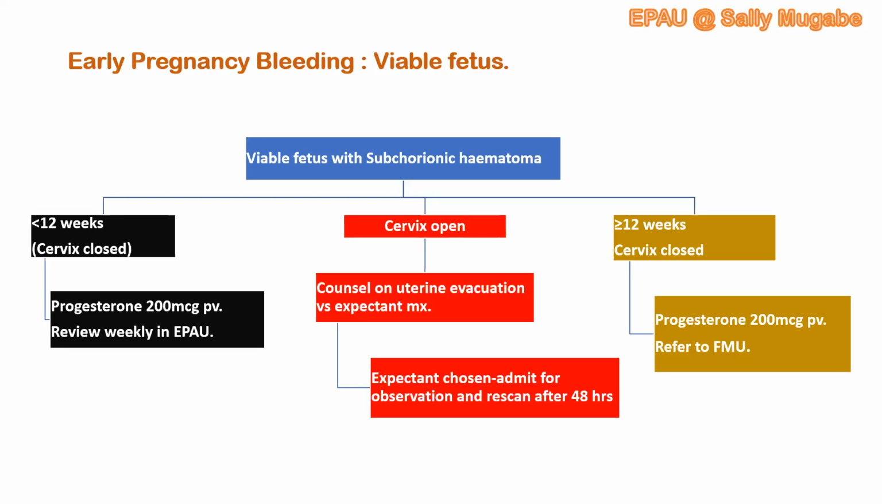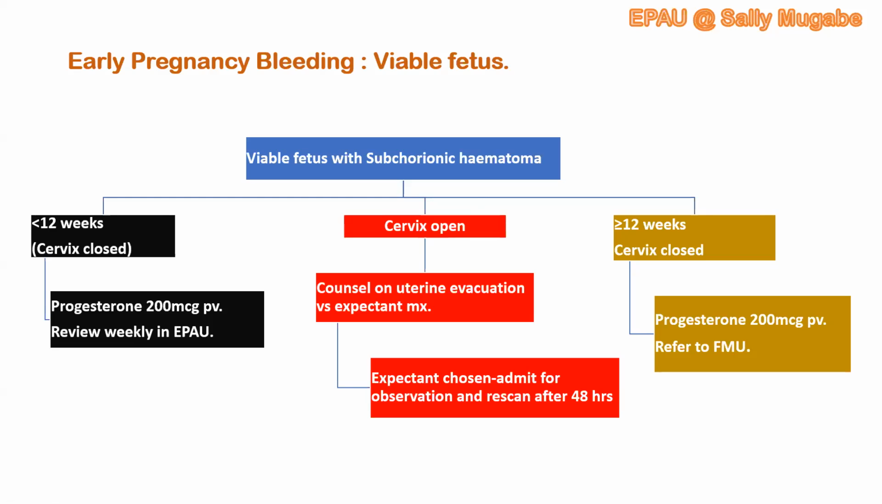Then greater than 12 weeks, whether the cervix is closed or open, and the fetus is viable, we want to give 200 micrograms and refer to fetal medicine unit for further assessment. The reason we need to refer to fetal medicine unit in this case is that we know there is always room for rescue cerclage in the second trimester for pregnancy with an open cervix, and the patient needs to be given that kind of option. And we think the fetal medicine unit is best positioned to counsel these patients and to direct their care pathway. This is a service offered under obstetrics, so it's better that this patient be managed in the fetal medicine unit than in the EPAU.